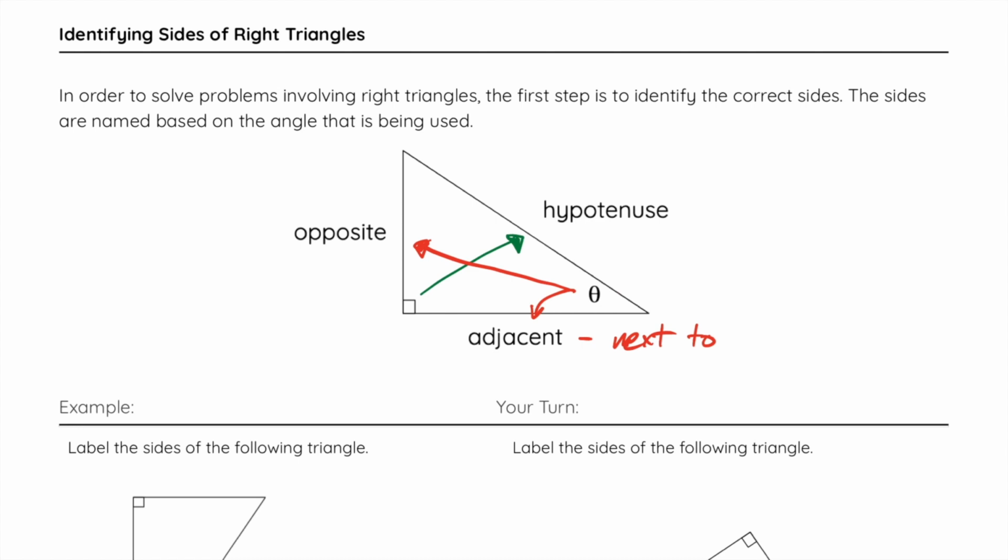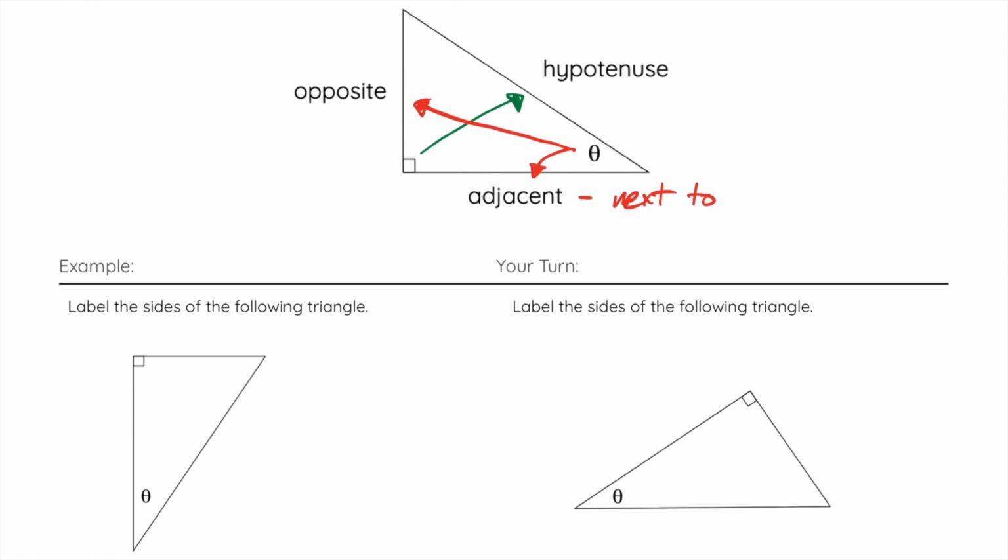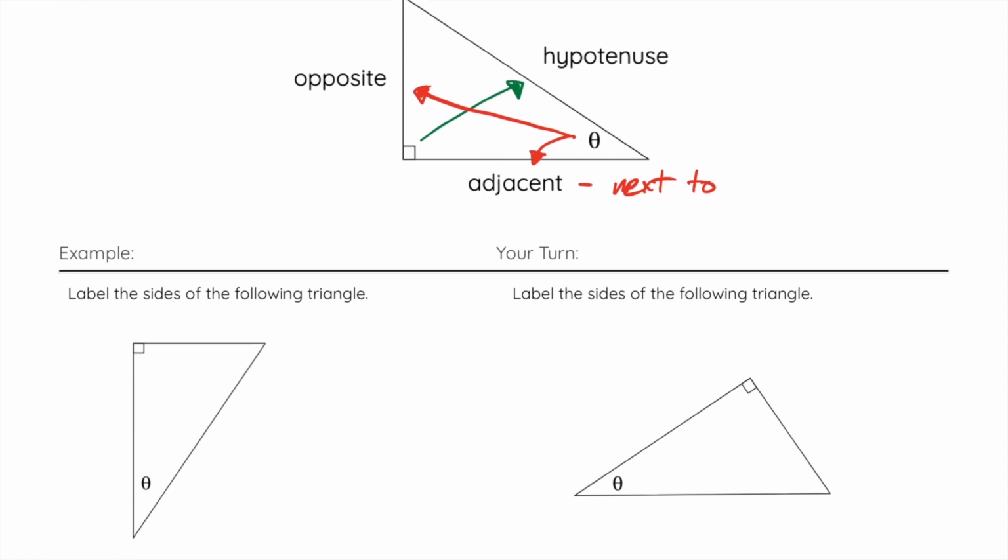So just to recap, the hypotenuse is always across from the right angle. The side that is opposite the angle we're looking at is called the opposite, and the side that is touching the angle we're looking at is called the adjacent. So we're going to do some practice here and see if we can name the sides of the triangles successfully.